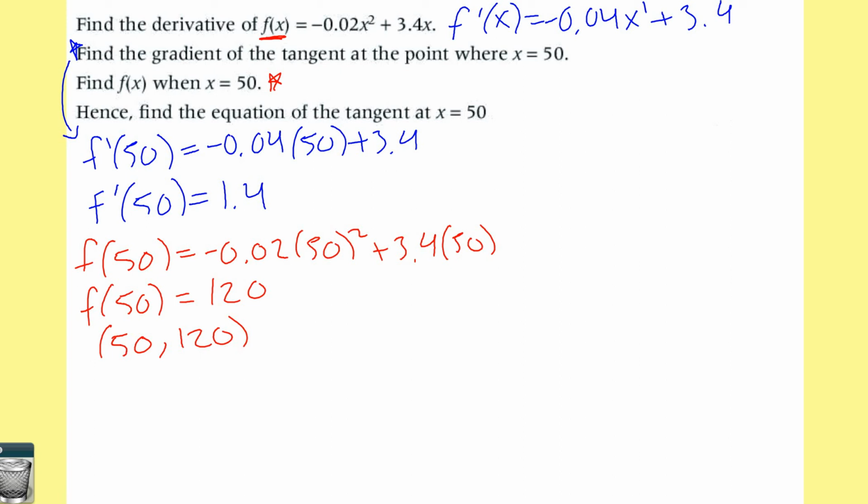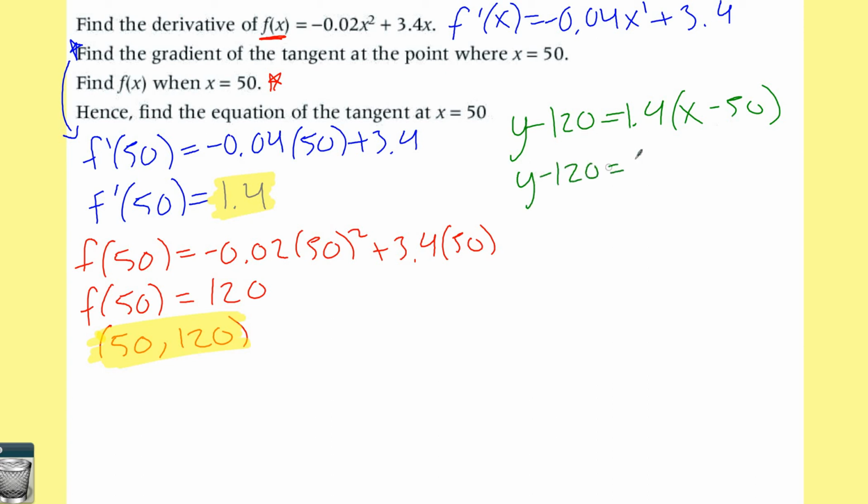So I've got a point, and I've got a slope. That's all I need to find the tangent line. Tangent means it's using the slope of that equation, or slope at that point, and that point. So let's plug it into our equation: y minus 120 equals 1.4 times (x minus 50). Point slope form.